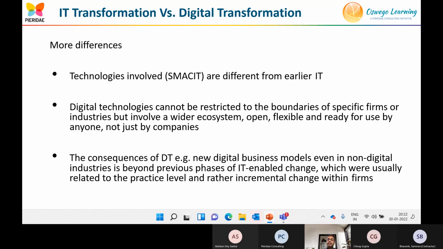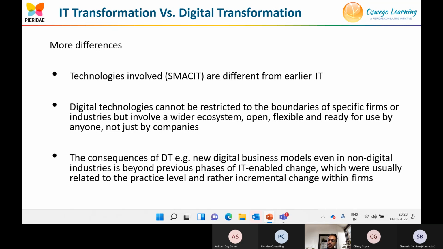Digital technologies cannot be restricted to the boundaries of a specific firm or industry, but involve a wider ecosystem. So all these platforms which are created, for example, Swiggy, Zomato, are not restricted within an organization. Swiggy is a platform. Any restaurant can get onboarded and start supplying their foods. And to my utter surprise, the day before yesterday, my Apollo pharmacy medicine was supplied by Swiggy. So it's a platform. Once created, anybody can use it.